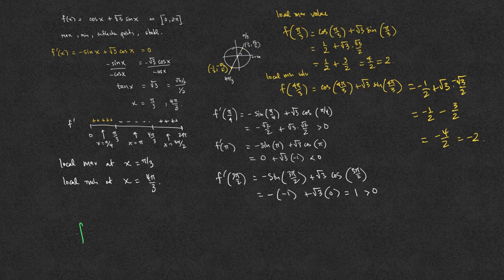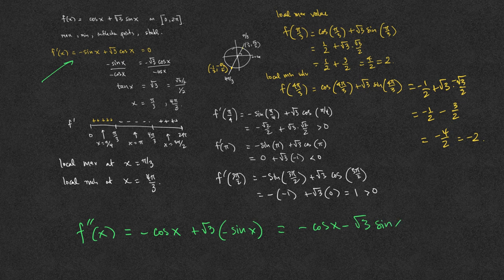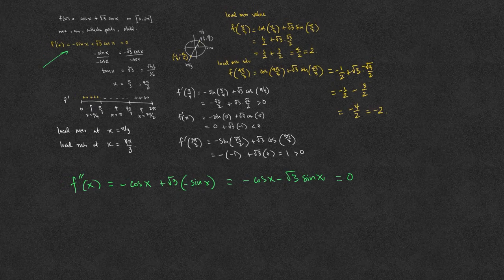The second derivative, f double prime of x: the derivative of negative sine of x is negative cosine of x, plus the square root of 3 times the derivative of cosine of x, which is negative sine of x. Simplifying this, we have negative cosine of x minus √3 sine of x, and we still need to set it equal to 0. Using the method that we did earlier, we would isolate negative √3 sine of x. The right hand side is positive cosine of x.